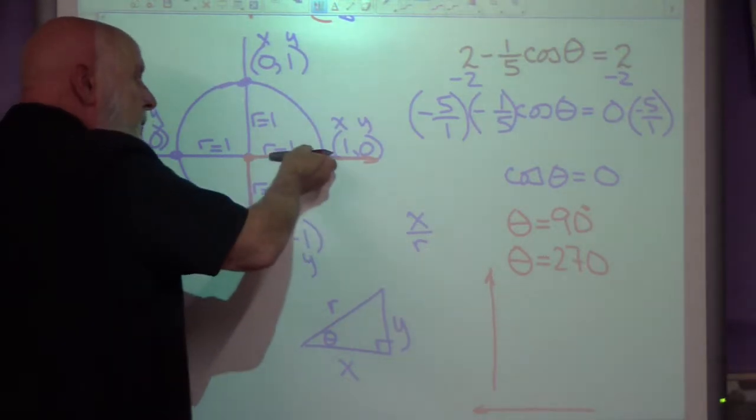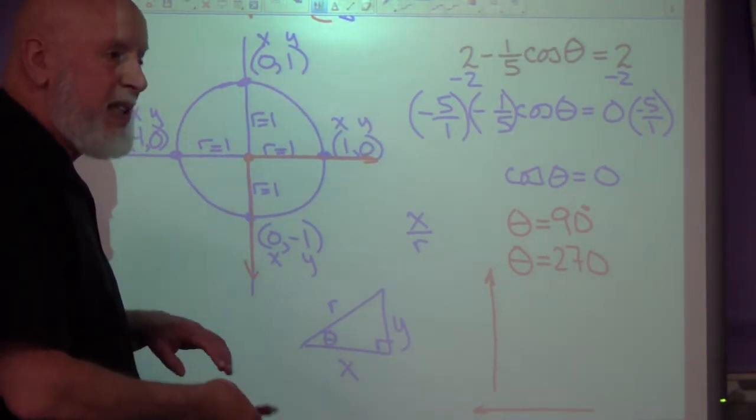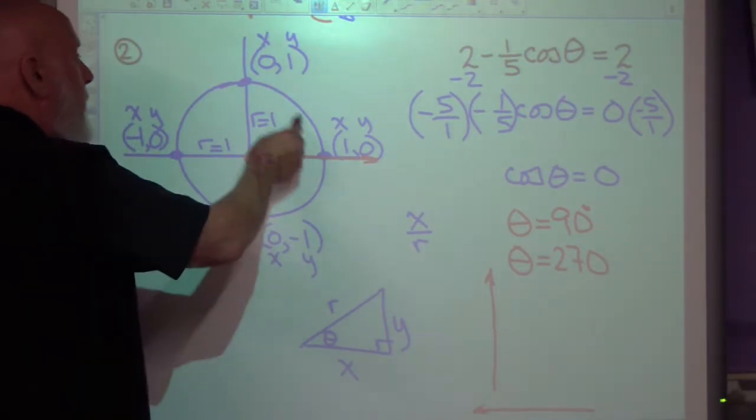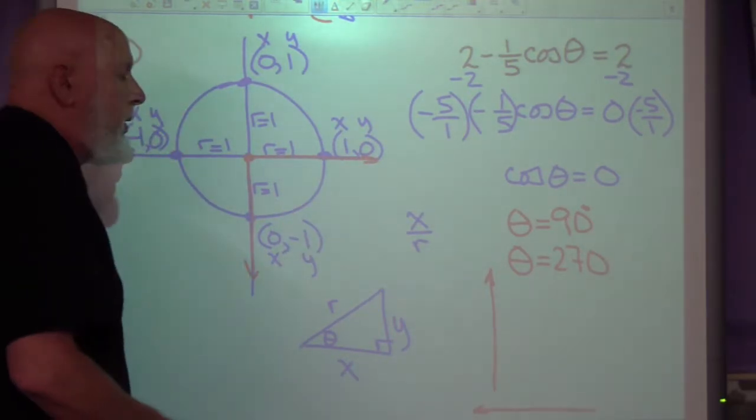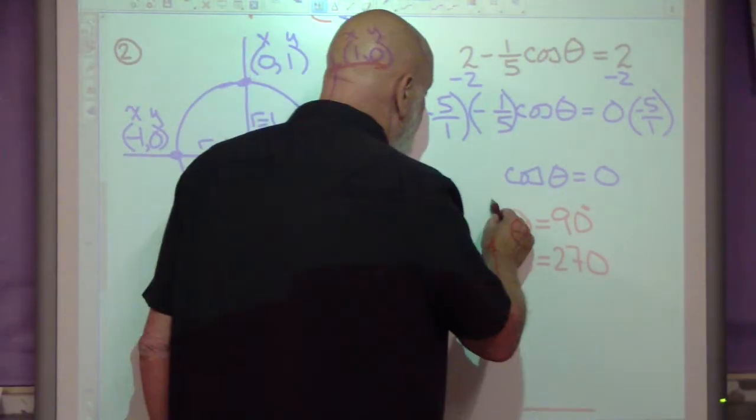We wouldn't rotate back to 360 because we're limited by our instructions. 0 is included, 360 is not. We're only going one trip around and we're not quite reaching 360 degrees. So there we go. Those are our two solutions unless I've made a mistake.